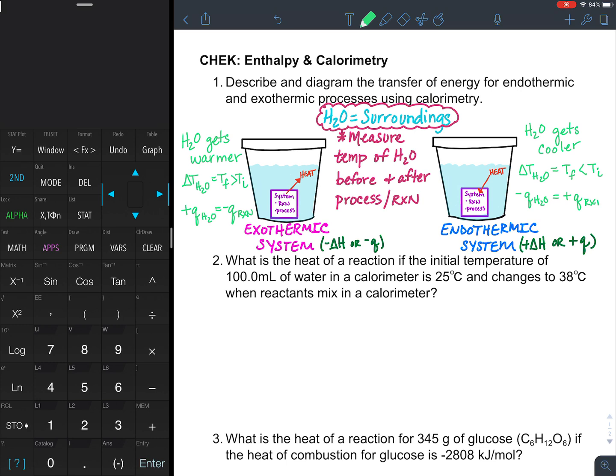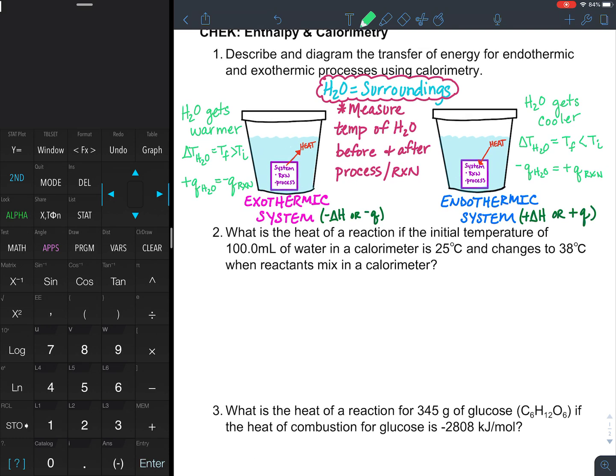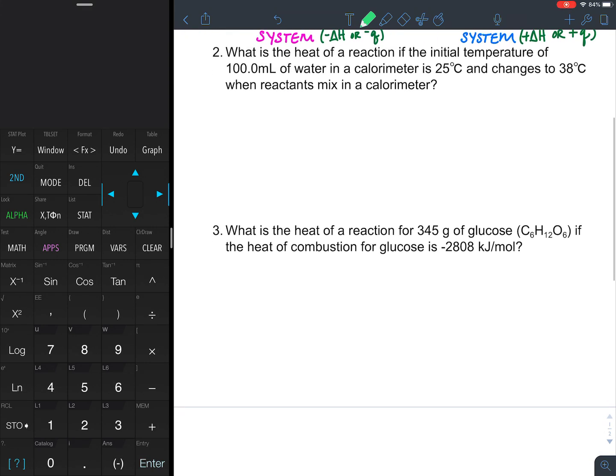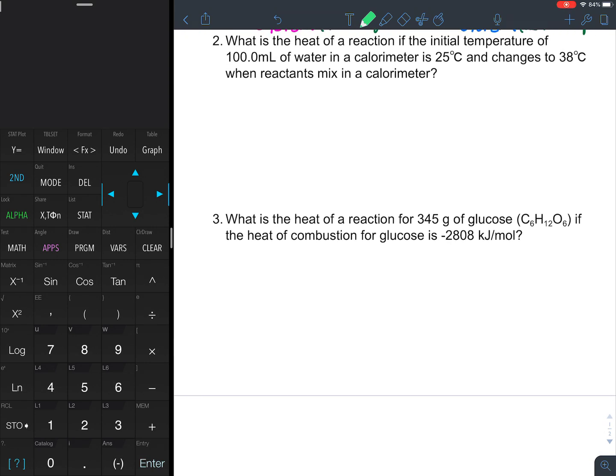See if I can get my N to look like an N here. There we go, a little bit. So we can do some calculations with some data from this. So here is the second question. What is the heat of a reaction if the initial temperature of 100 milliliters of water in a calorimeter is 25 degrees Celsius and changes to 38 degrees Celsius when mixed in a calorimeter?